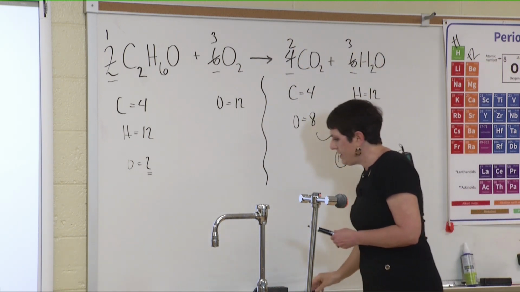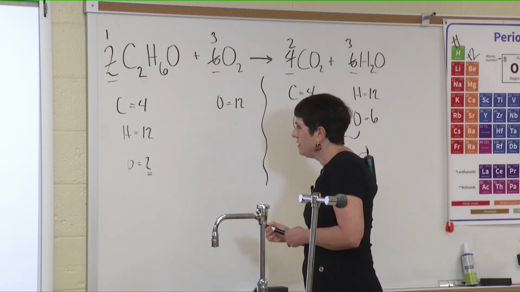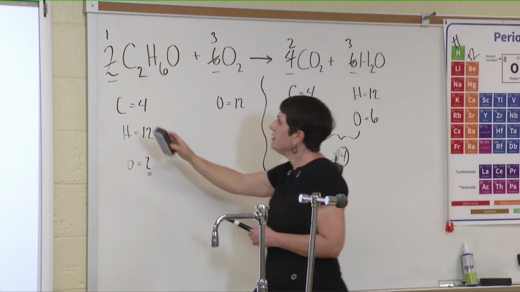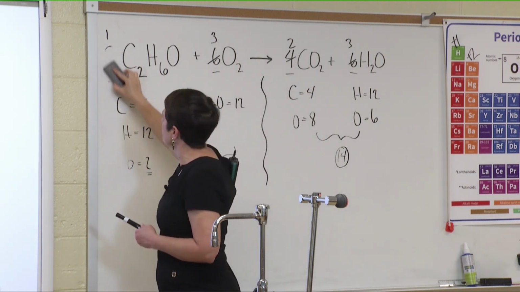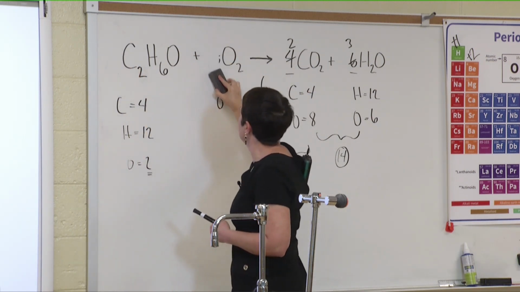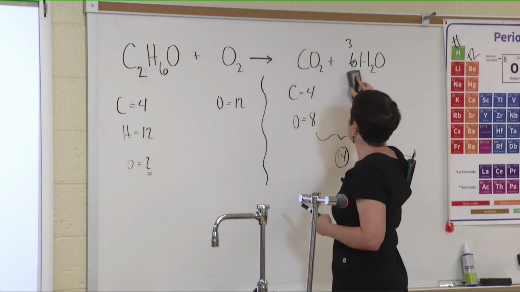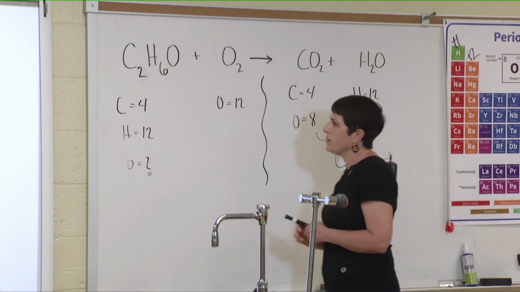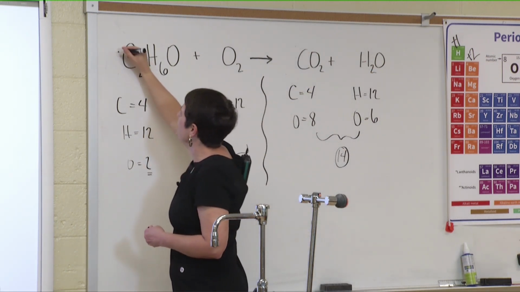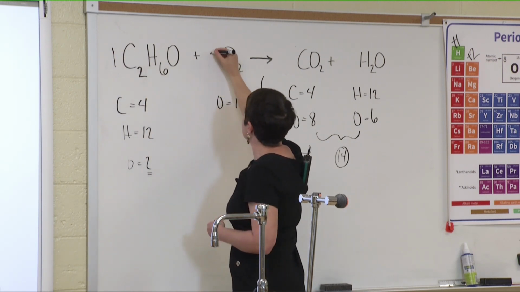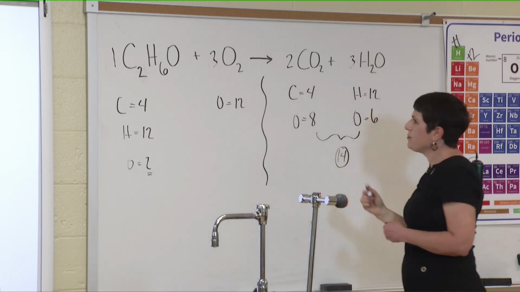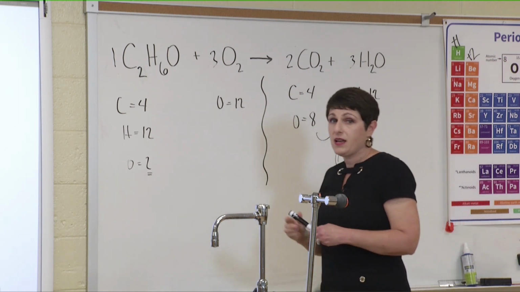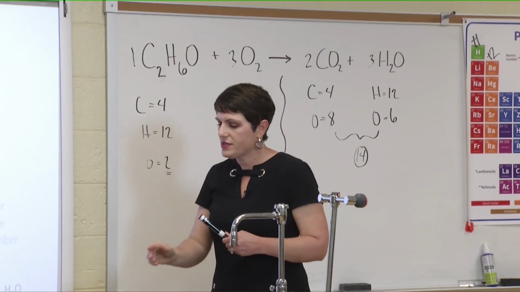So our final answer, when this is all said and done, the coefficients are 1, 3, 2, and 3. I'm going to erase that just to make it look a little neater. Now I've got to remember what I said. We said that was 1. We said this was 3. This is 2. This is 3. So there's your balanced equation. It takes a little time, but it's worth it and you'll get through it, I promise.